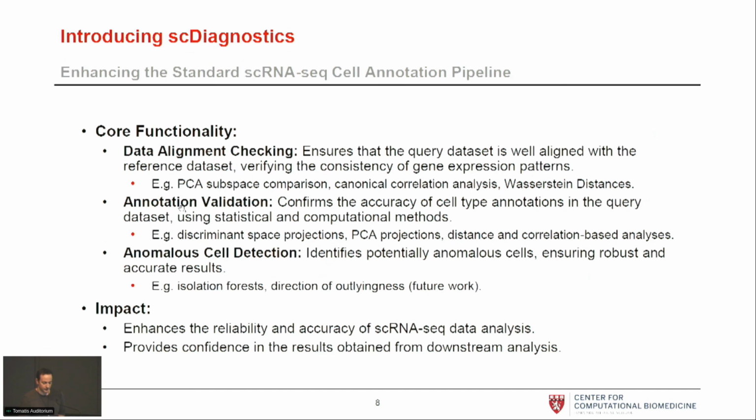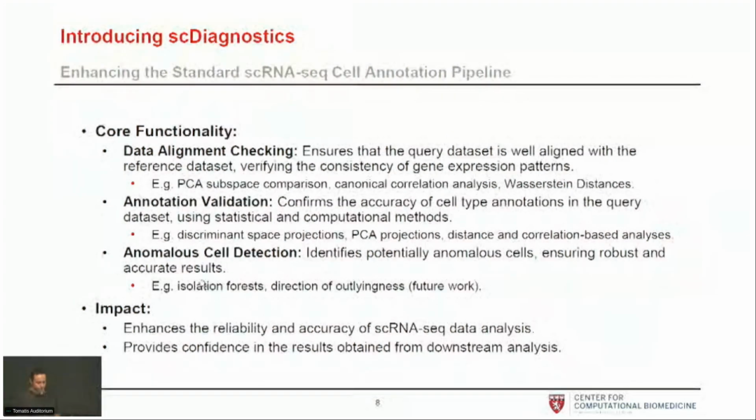And then for annotation validation, there's going to be stuff like discriminant space projections, PCA projections, and then distance and correlation-based analyses. I'll go over hopefully most of them, but the vignette is very complete, in that if I don't have time today, you can go over it on your own, and hopefully it'll be clear. And if there's any questions, you can give an issue on GitHub, and I'm more than happy to answer your question.